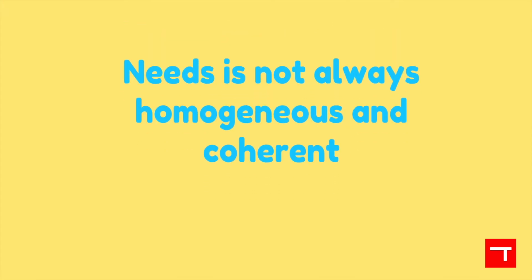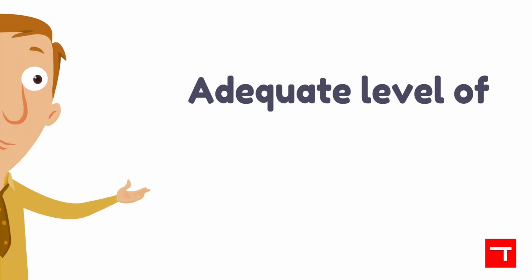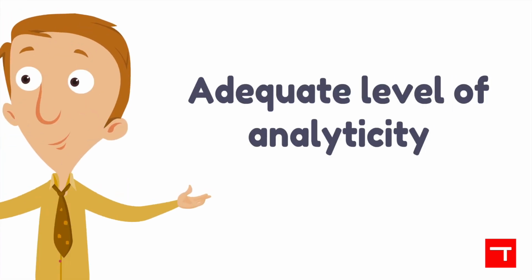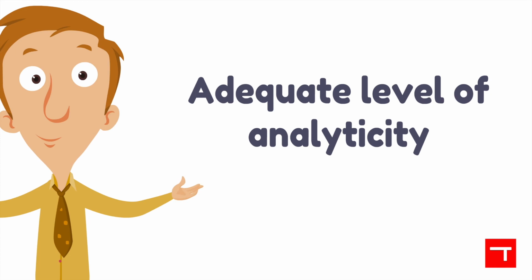The information detail required by the various needs is not always homogeneous and coherent. Therefore, it is necessary to organize the chart of accounts with an adequate level of analyticity, that is, to identify the number of items that represent the least common multiple among the different information needs.